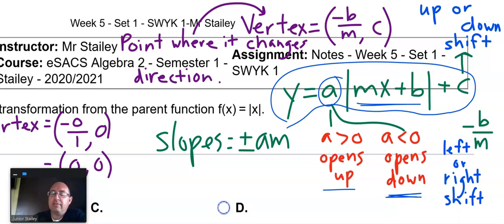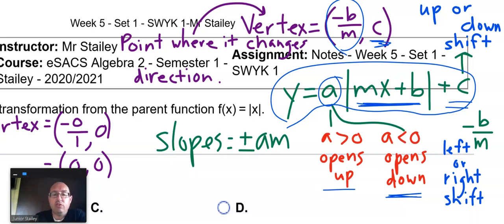Anyway, so how do I find the vertex? It's actually pretty easy. We do the opposite of b over m. That's your x value of your vertex. So you actually have to know what m and b are, and you'll have to use them in that little shortcut formula for x. And then over here, you have the vertical shift up or down, c. Okay, opposite of b over m, comma, c.